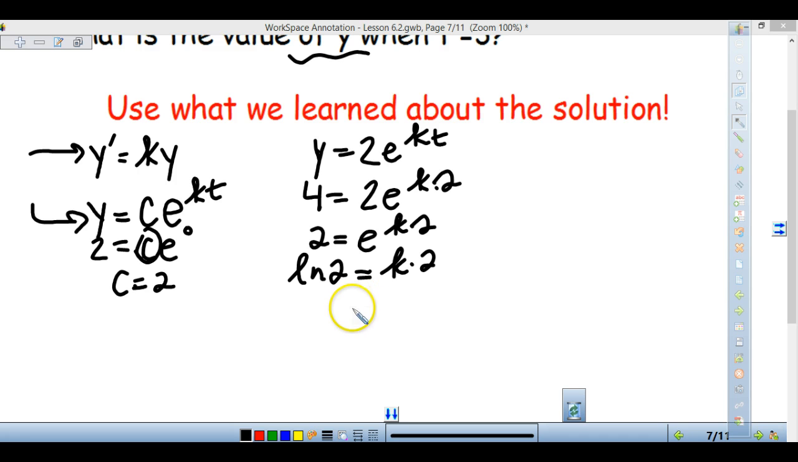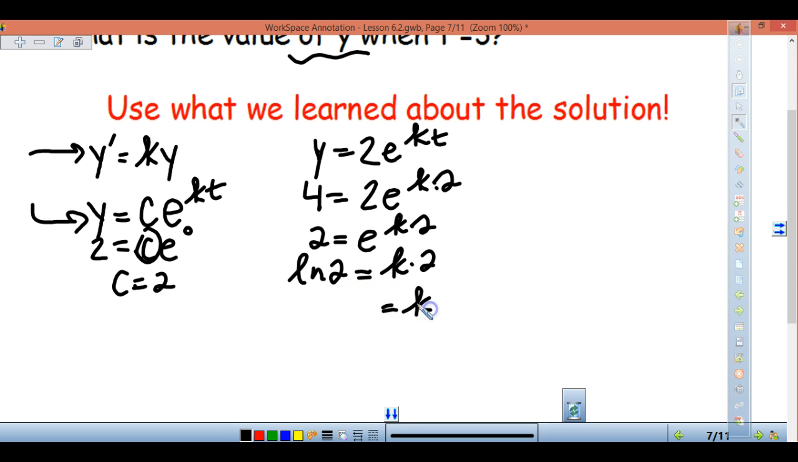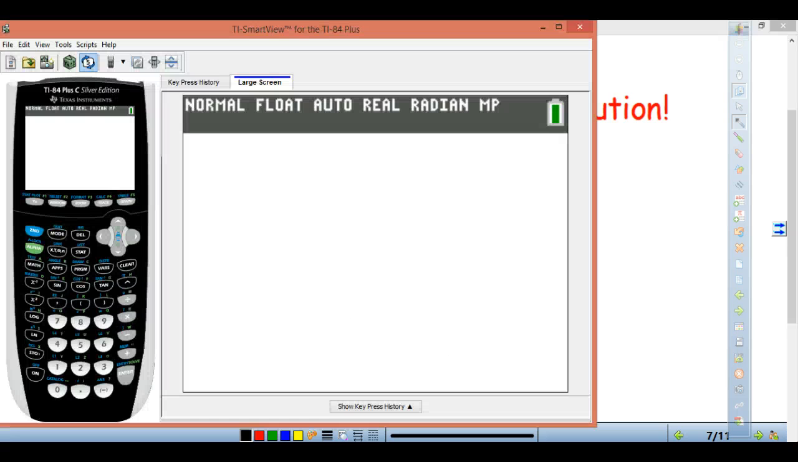All right, so then k is going to equal natural log of 2 divided by 2. I would recommend when you're using this to either use the exact value in your calculations or to store the variable in your calculator. So what I mean by that is when you're in your calculator, you can do the natural log of 2 divided by 2.